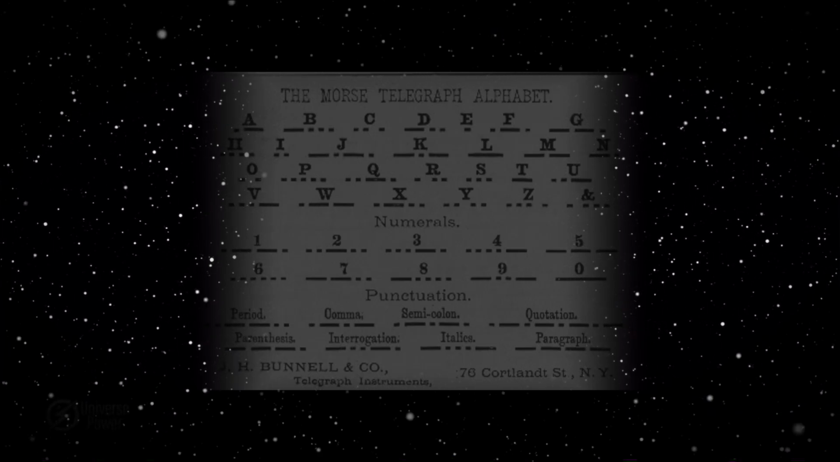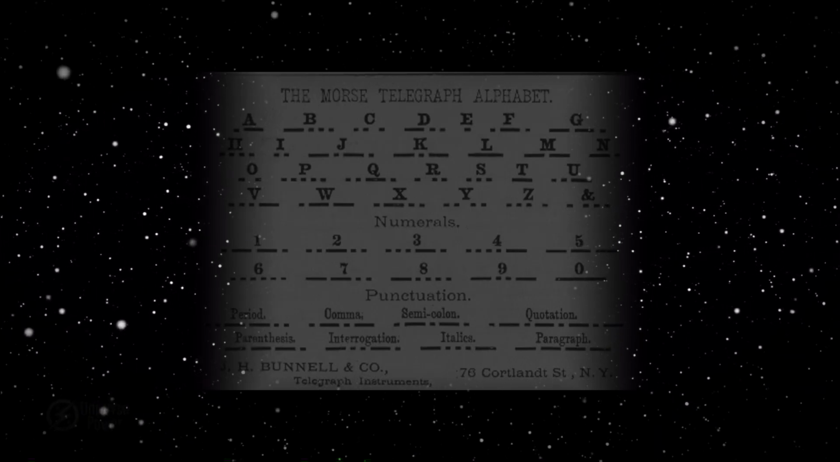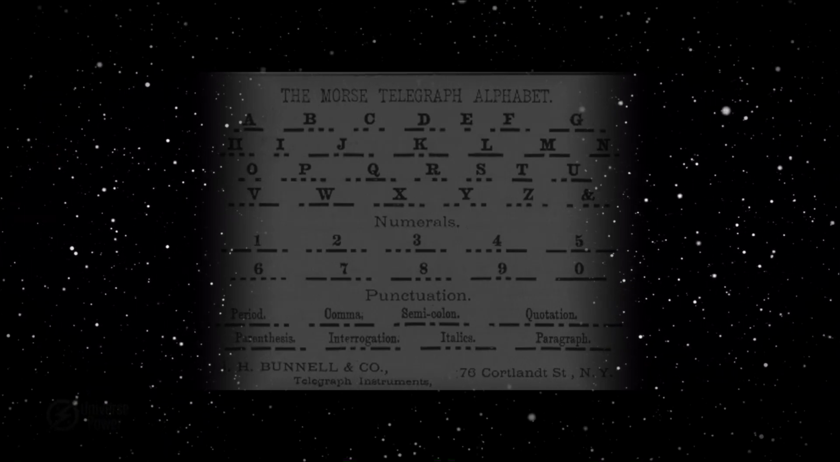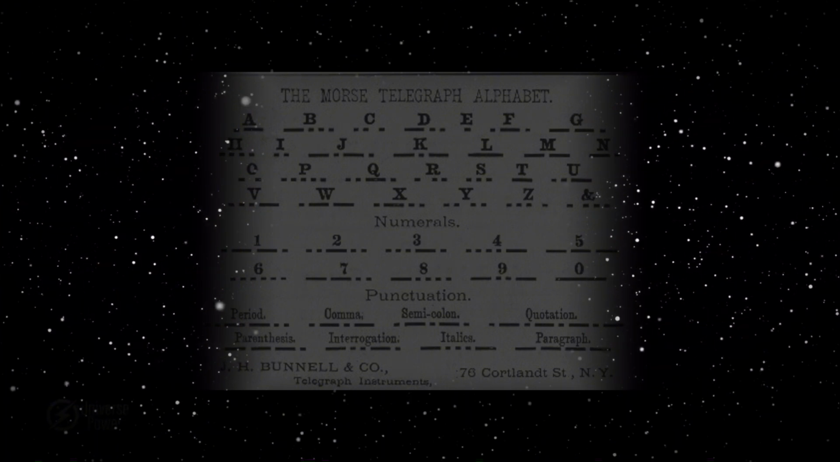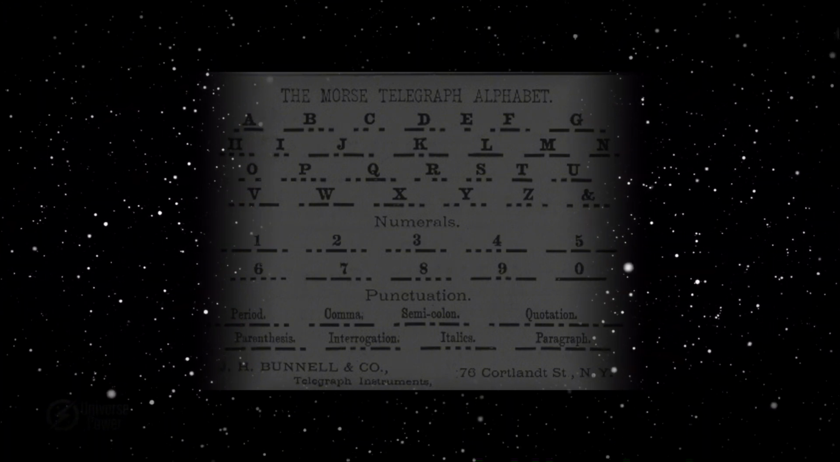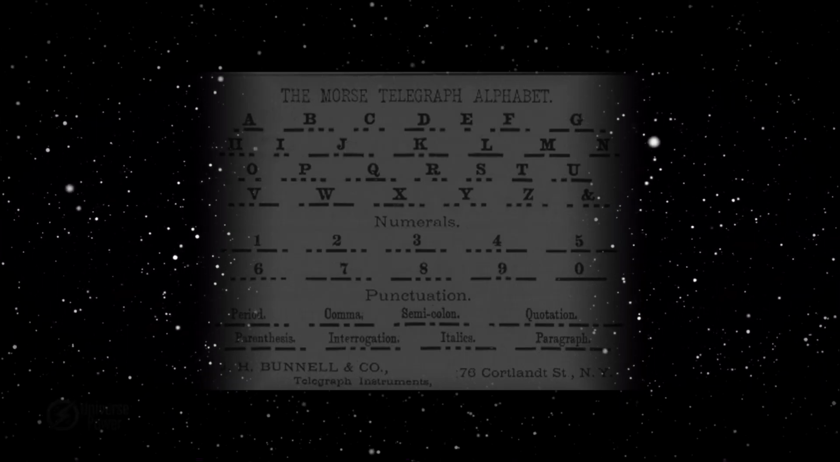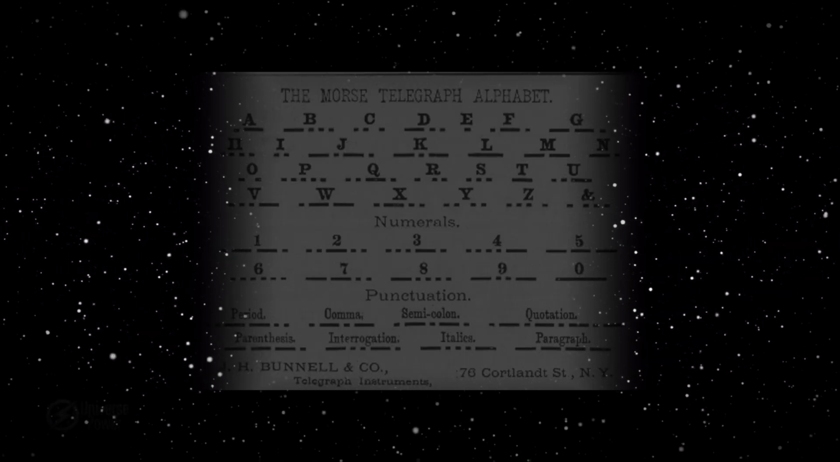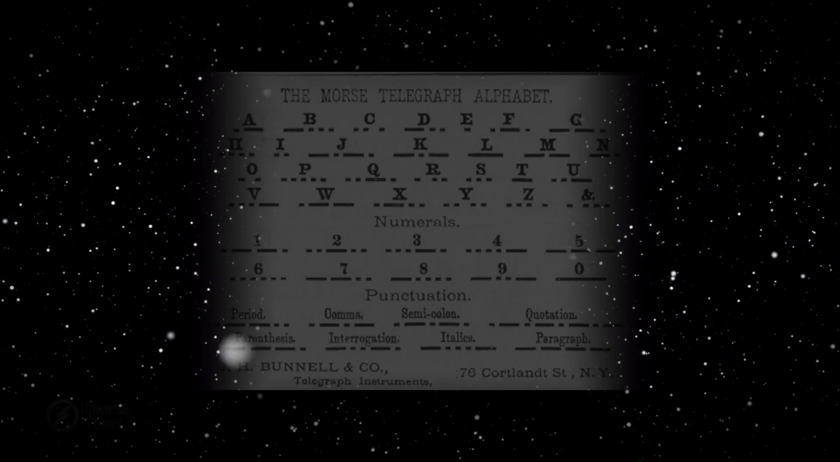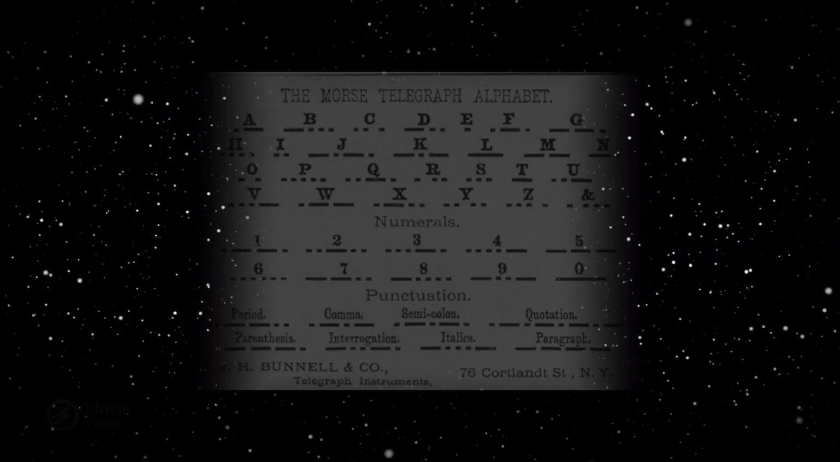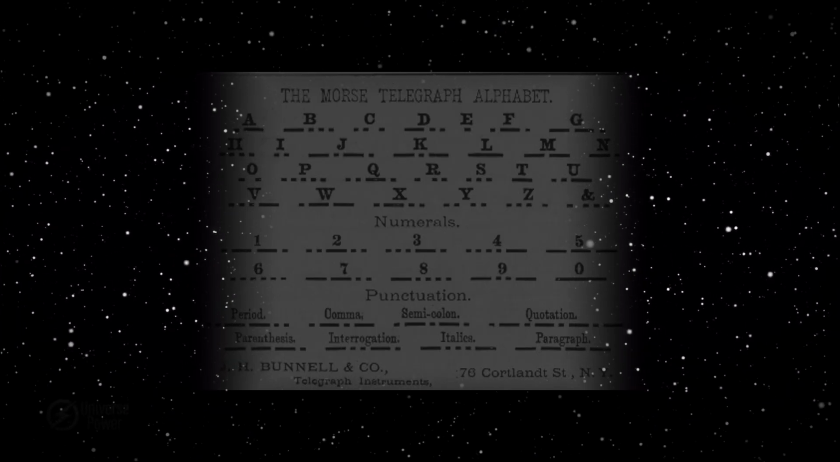This was one of the earliest practical examples of encoding human language into a machine-readable format. A single wire could carry the complexity of entire conversations. Morse code introduced the world to the idea that information could be represented by a finite set of signals, a precursor to the digital world of ones and zeros.